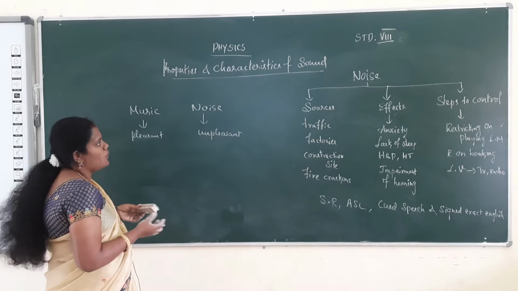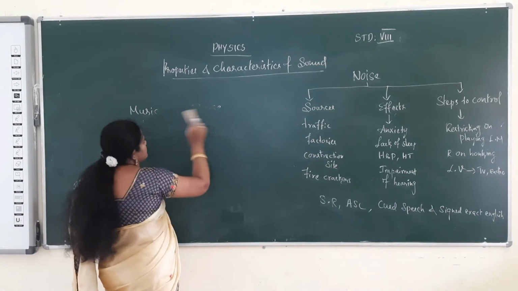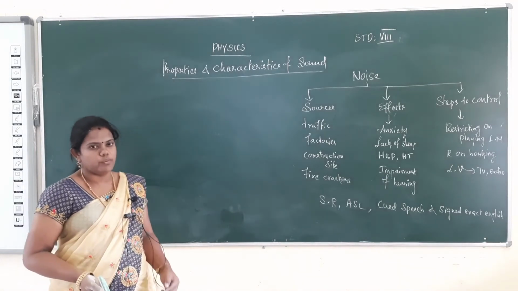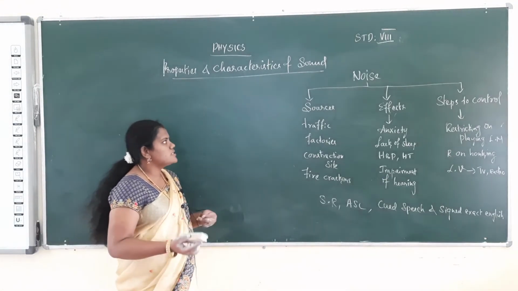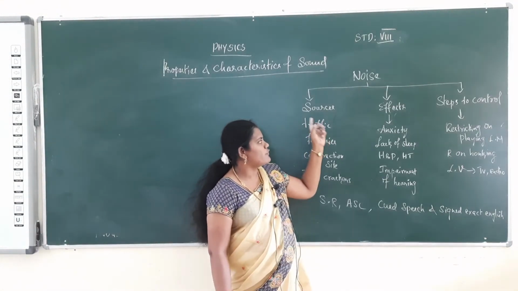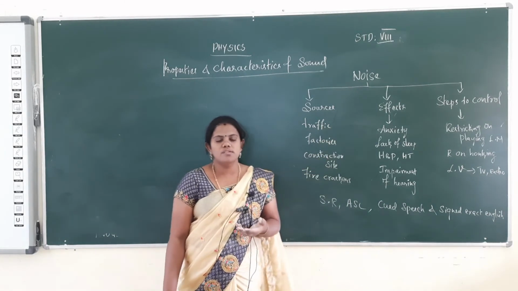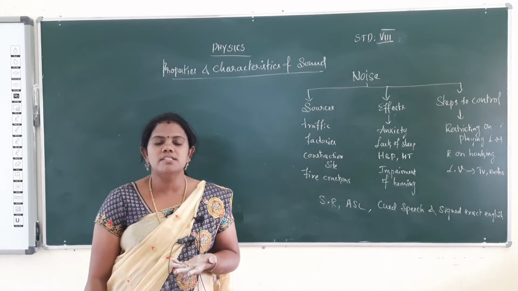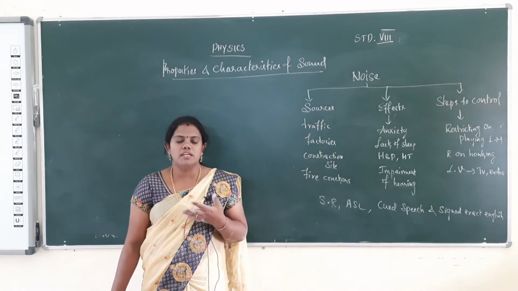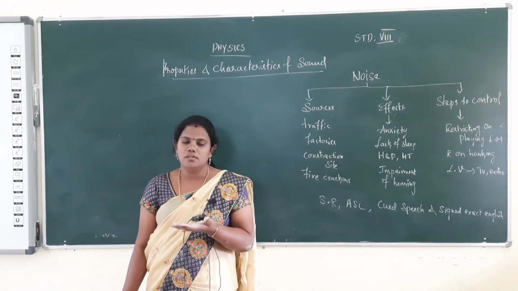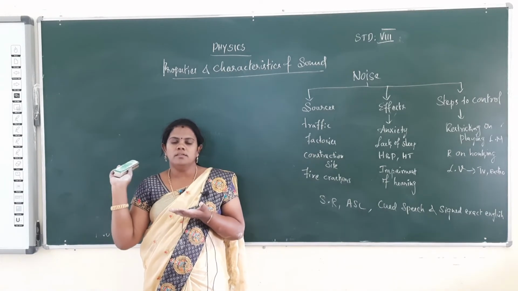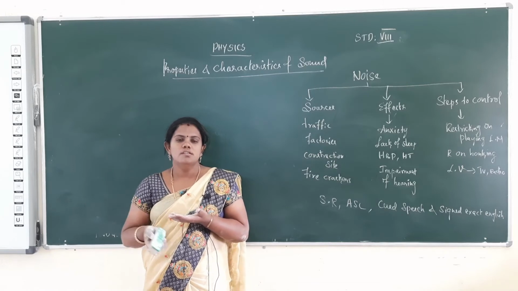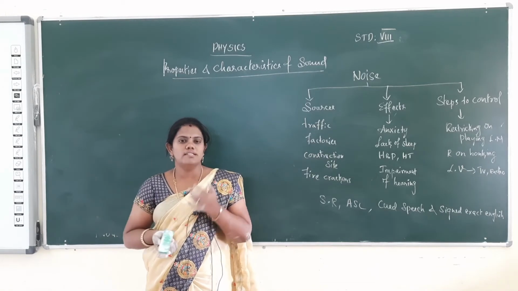Okay. So now we will analyze what is noise. What is noise, ma? Noise is unpleasant sound. It will definitely irritate our mind. Okay. So first we discuss the sources of noise. What are the sources that create noise? Sometimes we are studying from a book, but one vehicle is moving fast in your street. That will irritate you. So that is a noise.